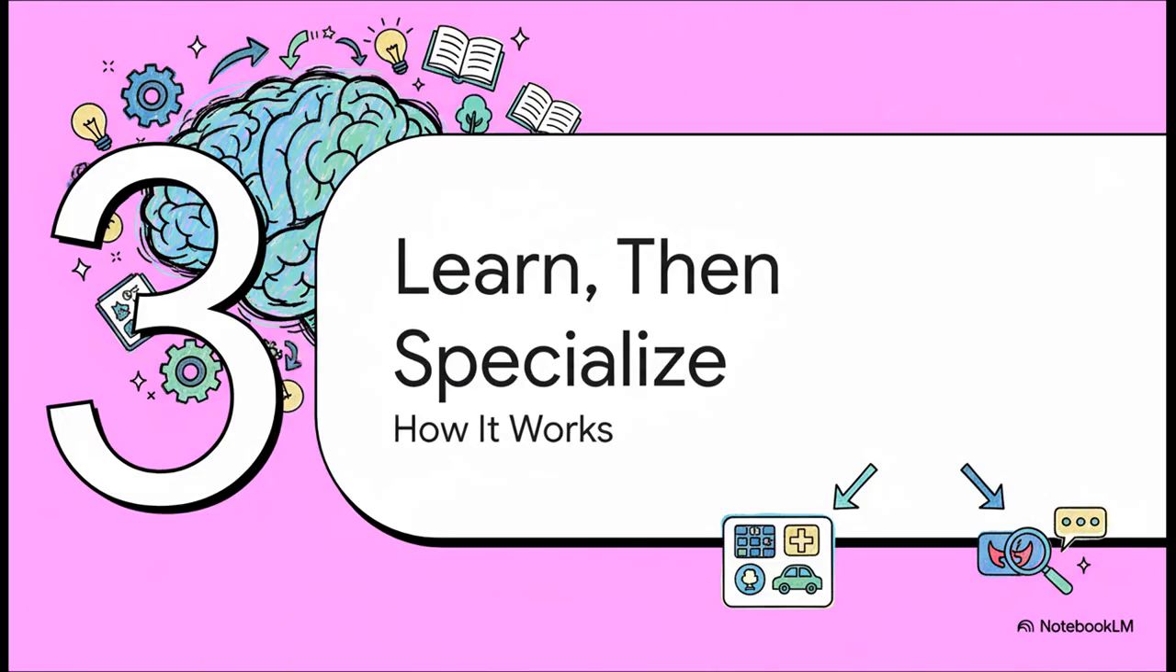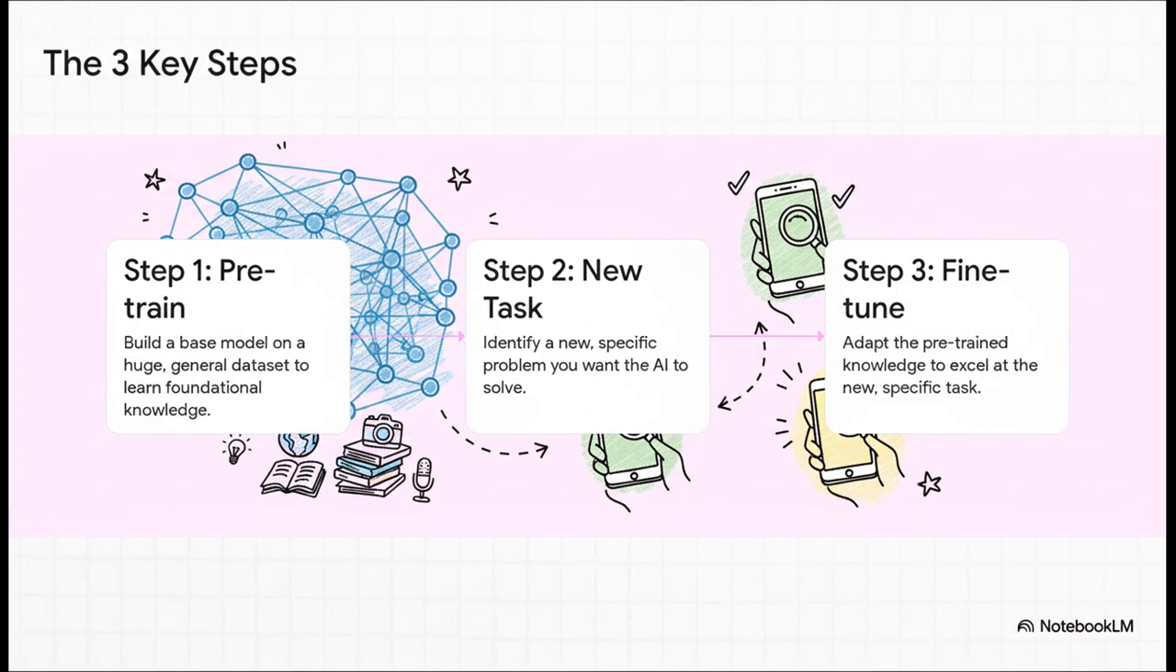Okay, so how does this whole process of learn once, then specialize actually work under the hood? Let's break down the mechanics. It really all happens in three main steps. So, step one, the foundation gets built. This is called pre-training. This is where a gigantic model is trained on a ton of general data, like a huge chunk of the internet, to just learn about language, images, how the world works.